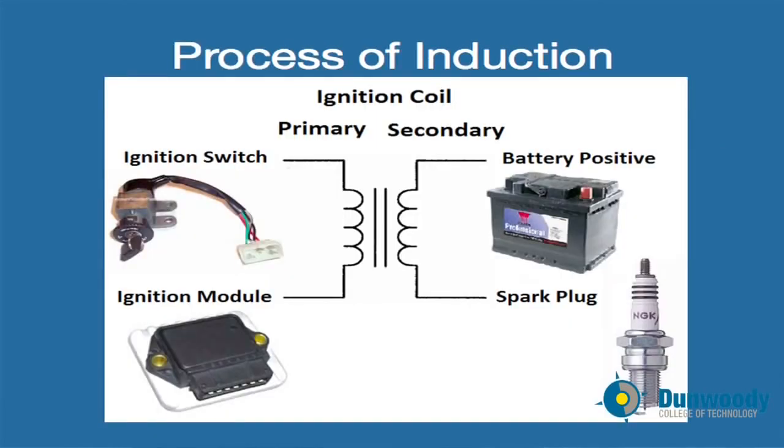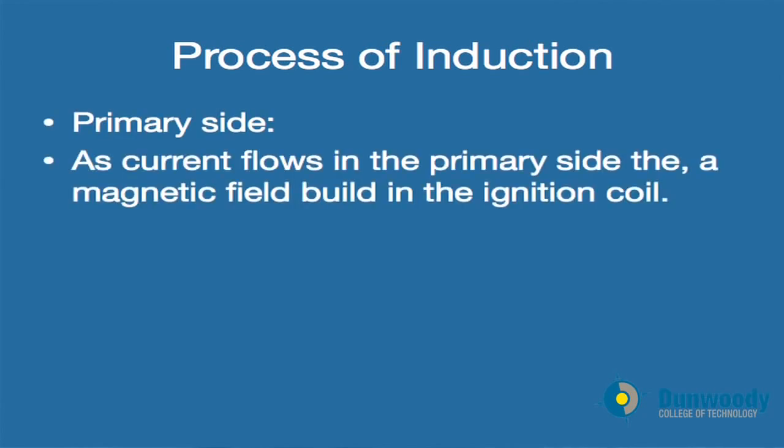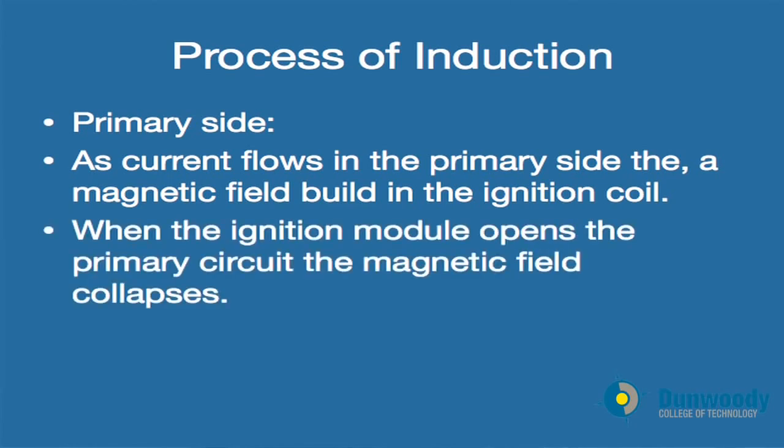So the process of induction takes all these parts that we talked about previously, the ignition switch, the ignition module on the primary side, battery positive voltage feeding to the secondary side, and then to the spark plug. We're going to produce 40,000 plus volts only using the original 12 volts from the vehicle's ignition system. On the primary side, what happens is that current flows through the primary side, then a magnetic field builds in the ignition coil. When the ignition module opens the primary circuit, the field collapses. Basically, the ignition module is just a simple switch that opens and closes the primary circuit.